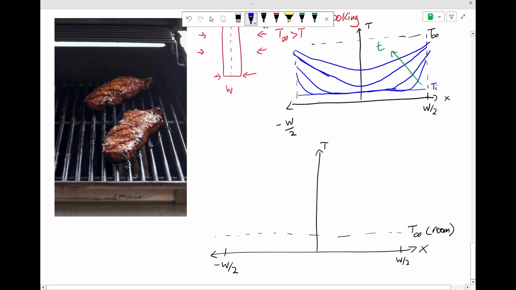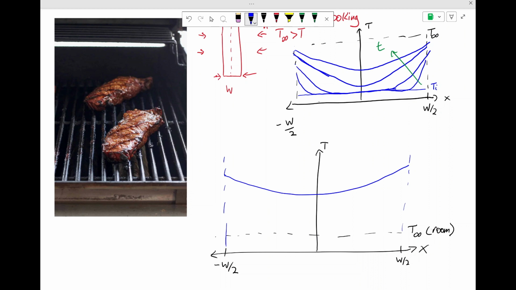Okay, so we're going to initialize our process now not with a uniform temperature anymore, but with the final temperature that we had from the cooking process, which might look like this symmetric profile here, that's cooler in the middle and hotter at the surface.